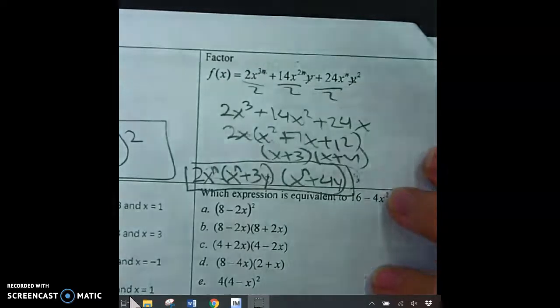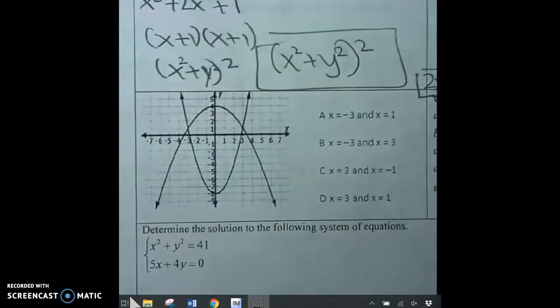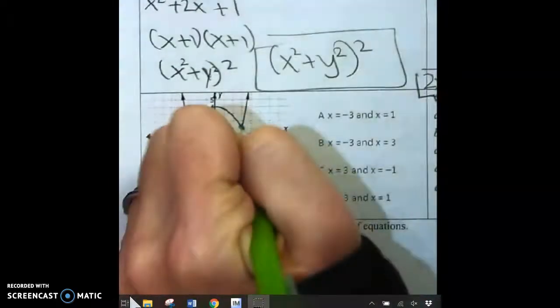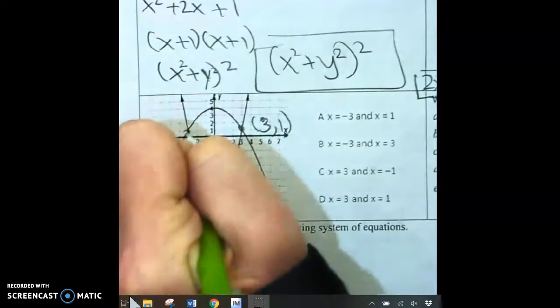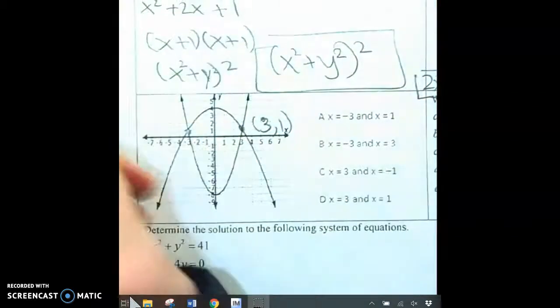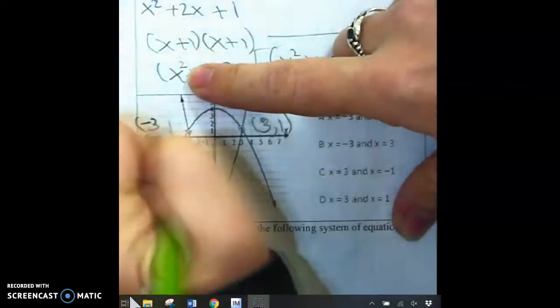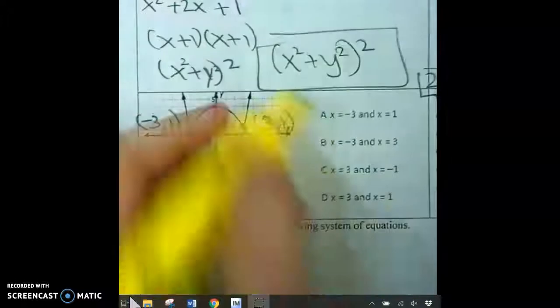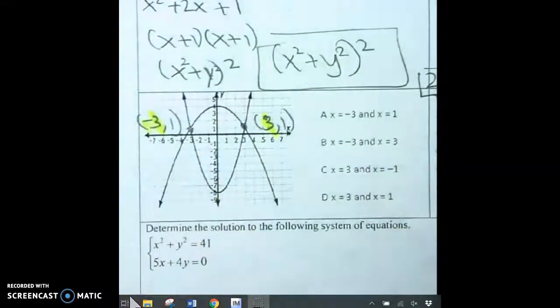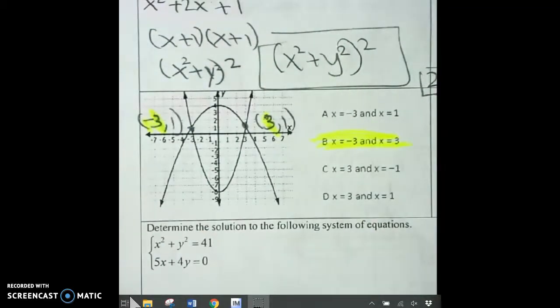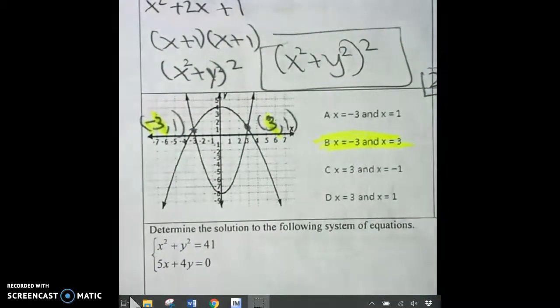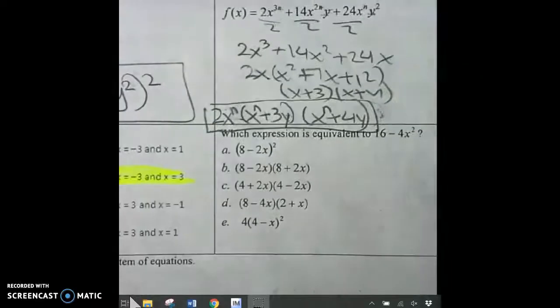Okay, all right. The next one, it looks like it's multiple choice. So they want to know the place where they cross. It looks like it crosses at 3, 1. And it crosses at negative 3, 1. But if you look, all they want to know is the x values. So be careful. Sometimes they may want the point. Sometimes they want the x values. All right, let's go to the next one.